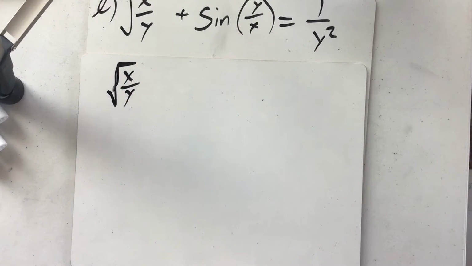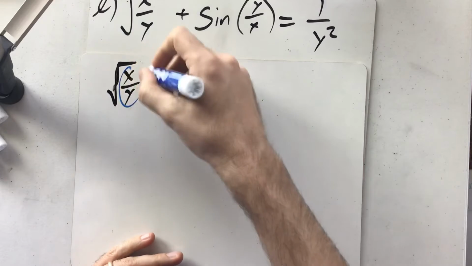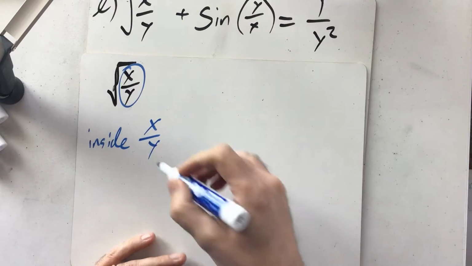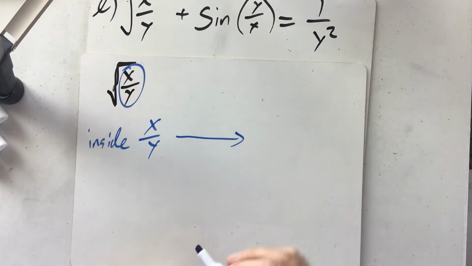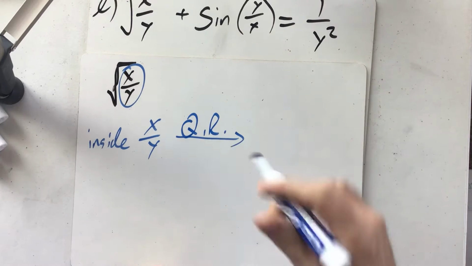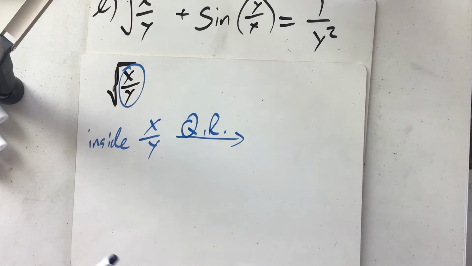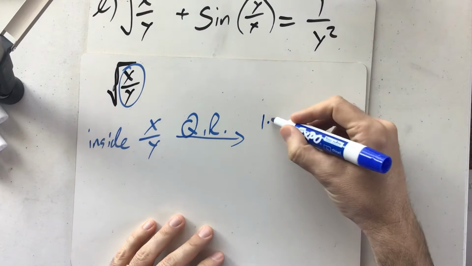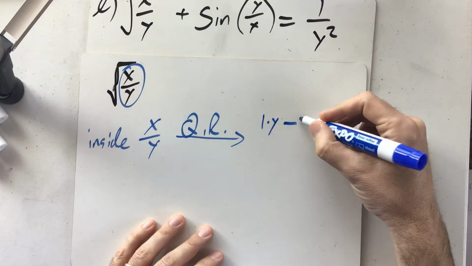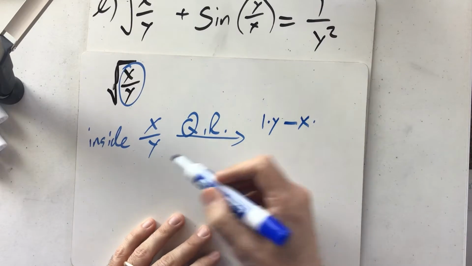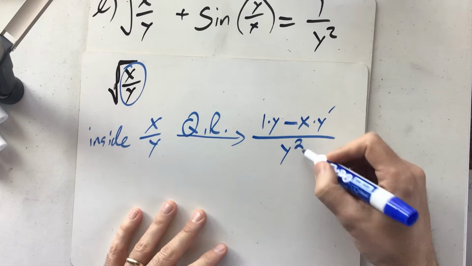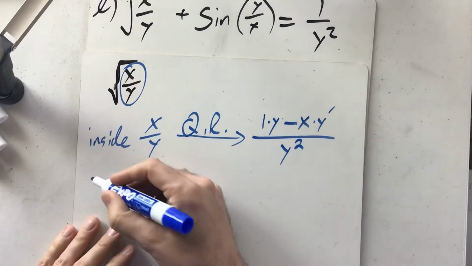So what you'll notice for this one is that we have an inside part, and the inside is x divided by y. But in order to find the derivative of the inside, we have to use the quotient rule because this itself is a division. So we get the derivative of the top, which is 1, times the bottom, which is y, minus the top, which is x, times the derivative of the bottom, which is y prime, all divided by y squared. So this is the derivative of the inside.